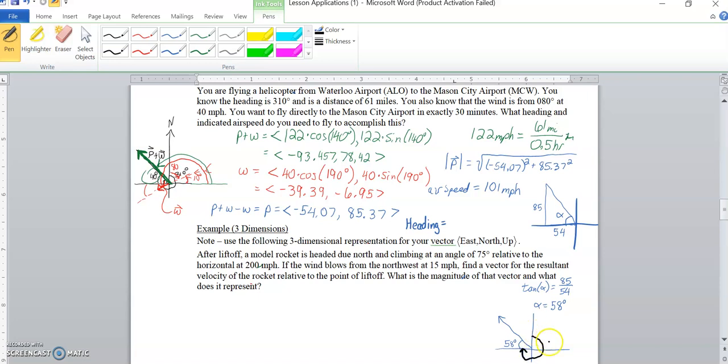So if I do the black arrow to 270 degrees from north, we got 270. We still have to add 58 degrees. That means that 270 plus 58 is 328 degrees, and that is our heading. So the answers to the question are airspeed of 101 and a heading of 328. It makes sense because if the wind is kind of pushing us, we don't have to go as fast for the overall speed that we needed. So there we go.